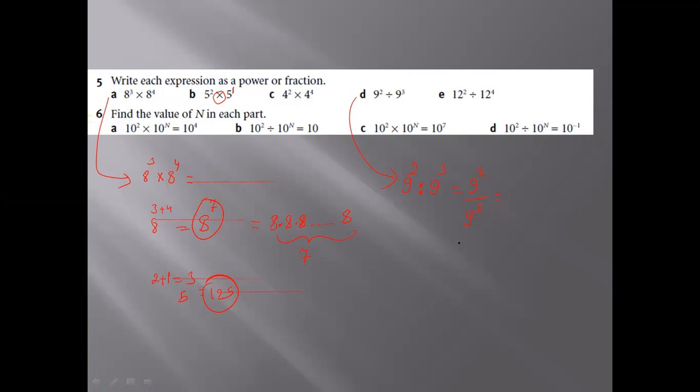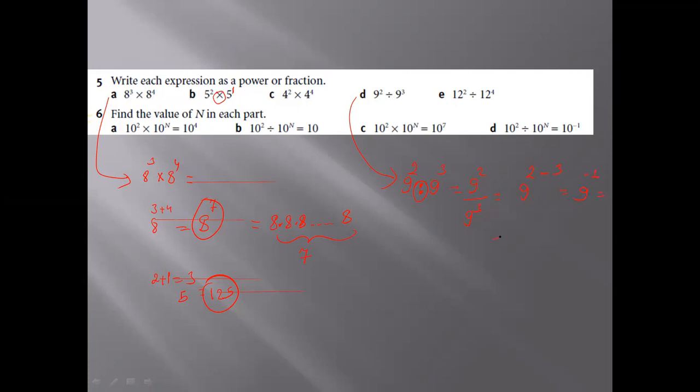So in other words, we can write 9 power of 2 minus 3, because we have divided by. In a division, you can use subtraction of the powers, because the bases are the same. That's why here I have written the base only one time. In this case, it is 9 to the power of minus 1.